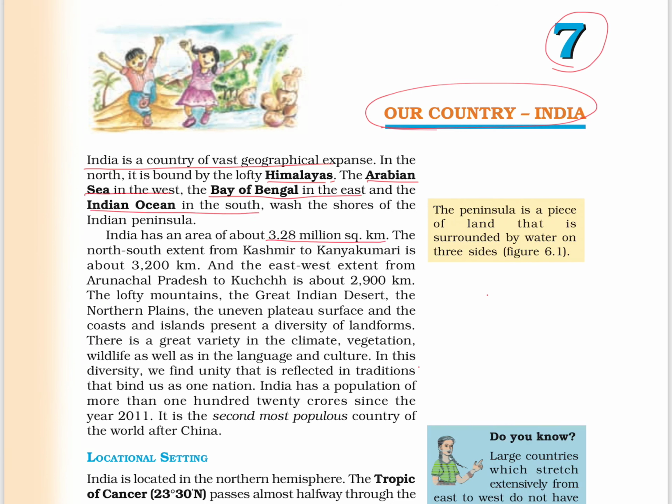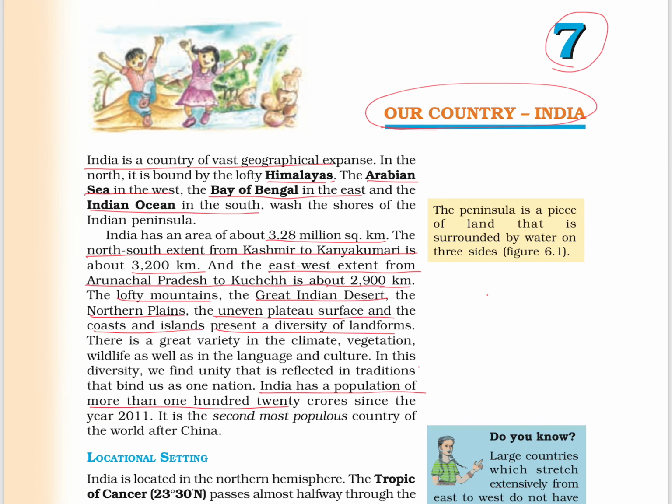India has an area of about 3.28 million square kilometers. So the north-south extent from Kashmir to Kanyakumari is 3200 kilometers. The east-west extent from Arunachal Pradesh to Kutch is about 2900 kilometers. India has lofty mountains, the Great Indian Desert, the northern plains and the uneven plateau surfaces, many coasts and islands present in the diversity of landforms.